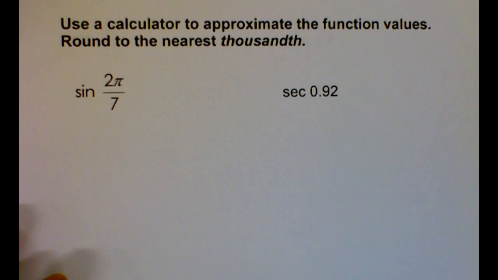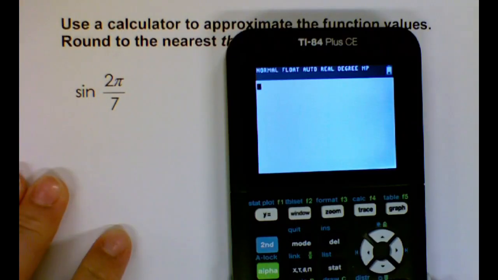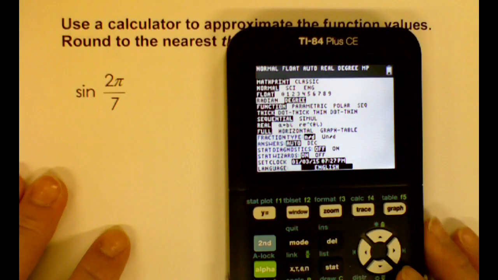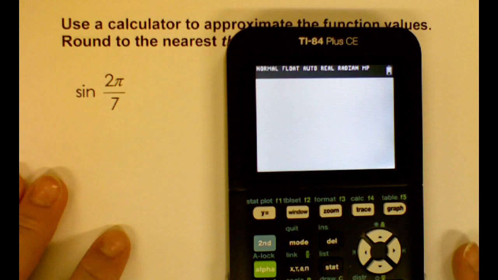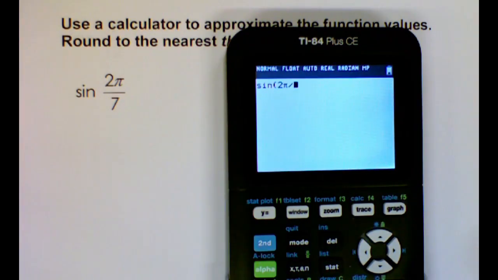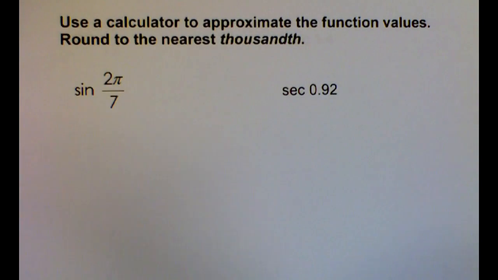So let's use a calculator to approximate each of these. So sine of 2 pi over 7, that's radians. So I click mode. I'm in degrees. Down twice. Press enter. Clear. Now I just type sine of 2 pi divided by 7. There we go. That is my answer. 0.782.